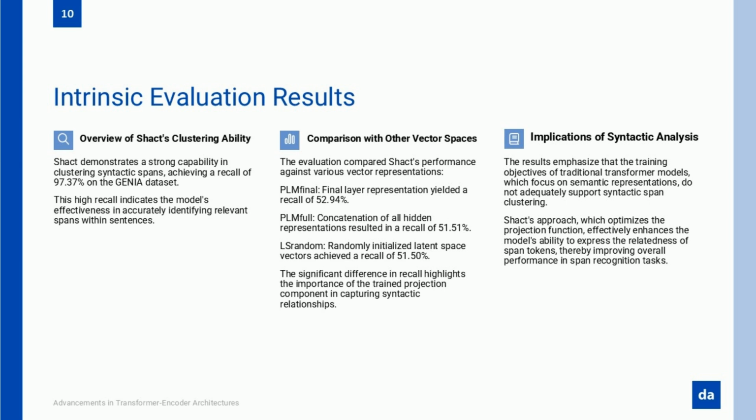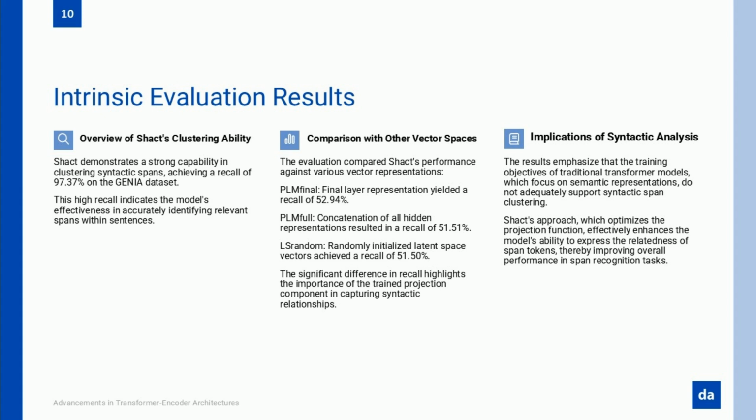This number isn't just a statistic, it's a testament to the model's precision in grouping words and phrases into meaningful clusters. It's as though SHACT had developed a sixth sense for spotting the nuanced connections between tokens that even other advanced models missed. But the real test came when the researcher compared SHACT's performance against other vector representations.